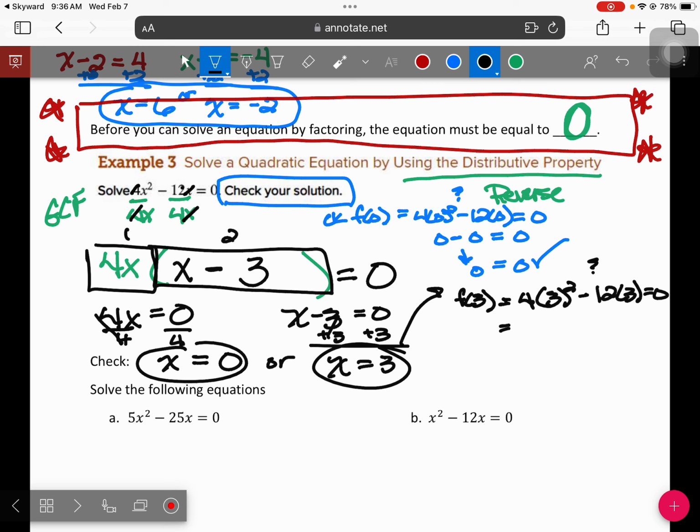Would I take 4 times 3, or do I do the 3 squared first? Yes, 3 squared is 9. 9 times 4 is 36. 12 times 3 is 36. Is that equal to 0? Yes. Well, you need to work down. 0 equals 0. And that is your check. So if it says to check your solution, you need to be able to do that also. Okay?